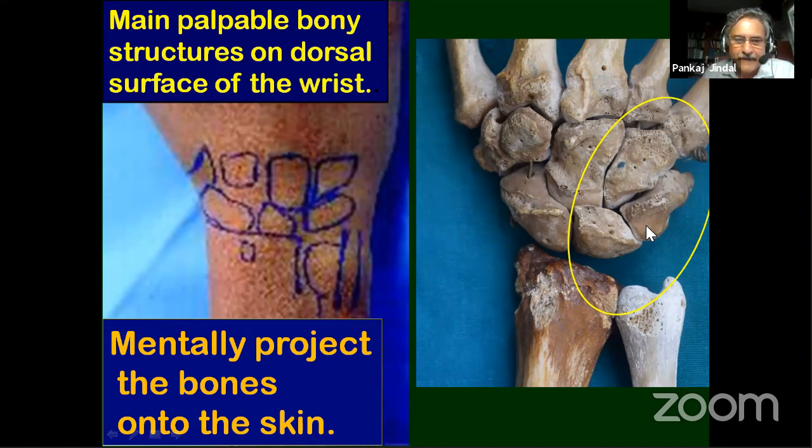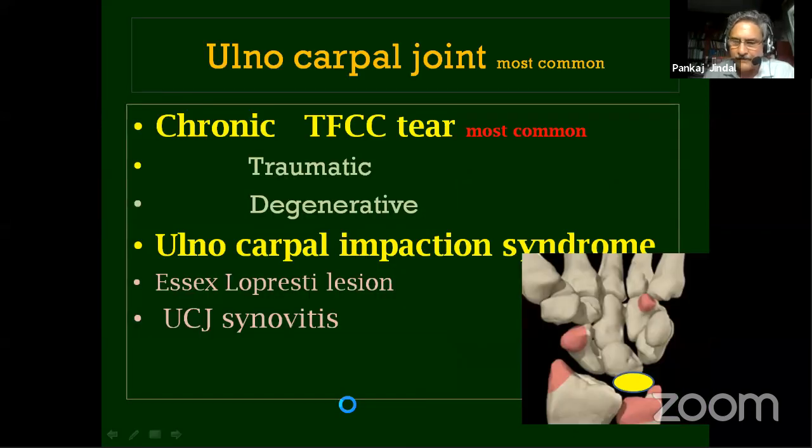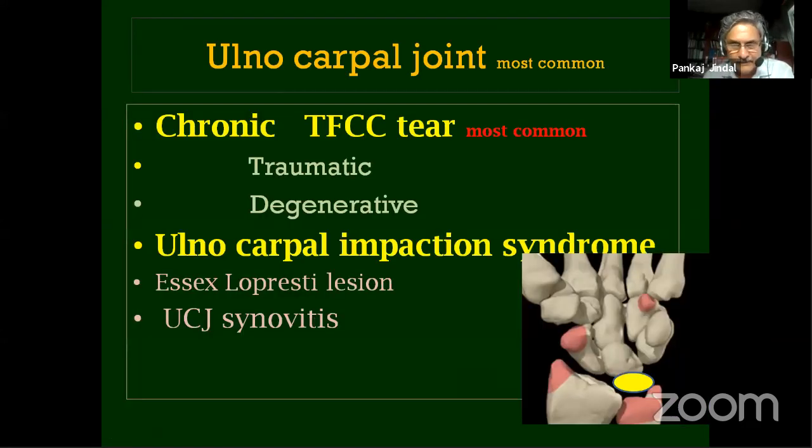So the 5-story concept will be, you start on the ground floor, the distal radioulnar joint, you go to the ulnocarpal joint, the 3rd story will be the midcarpal joint, the 4th will be the intercarpal joint, and the 5th story will be the CMC joint. So if you follow this sequence on the back and then on the volar aspect, you are least likely to miss anything here.